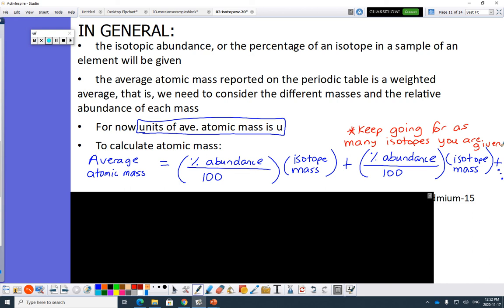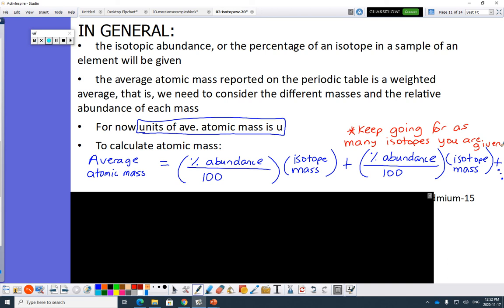So basically what we're doing is taking the percentage, which we in math never use, right? You always divide by 100. So some of you will automatically do that without even thinking about it, divide by 100, which is fine. Then you have to multiply the abundance by that mass and add it to the other ones. So we have to take into account, it's weighted, it's not just add them up and divide by 2 like a mean. You have to do what is the percent abundance for that isotope mass.